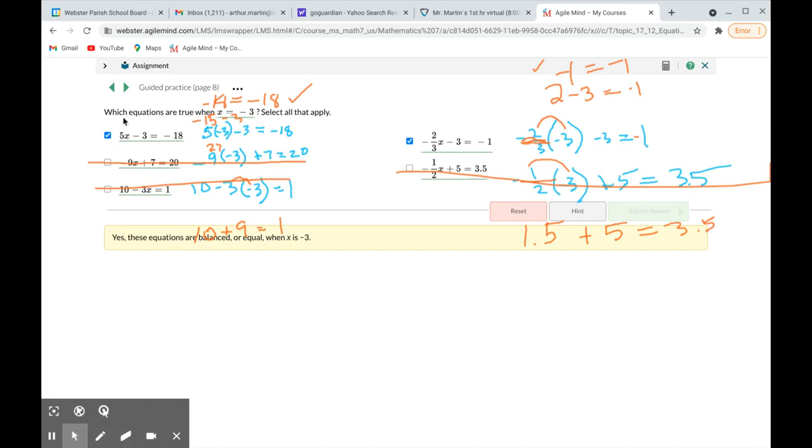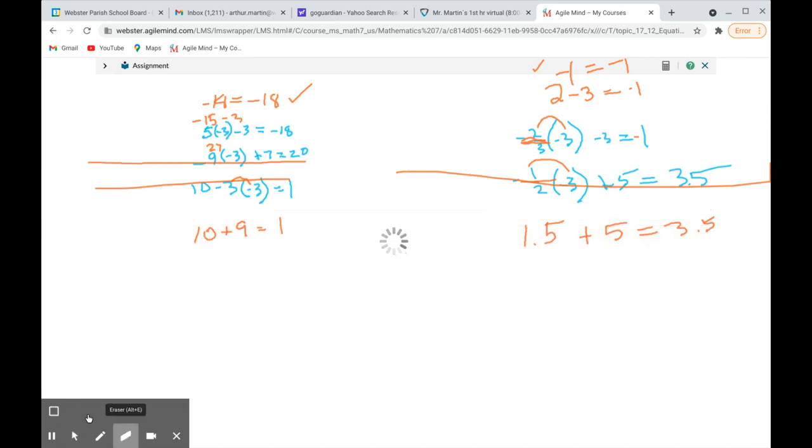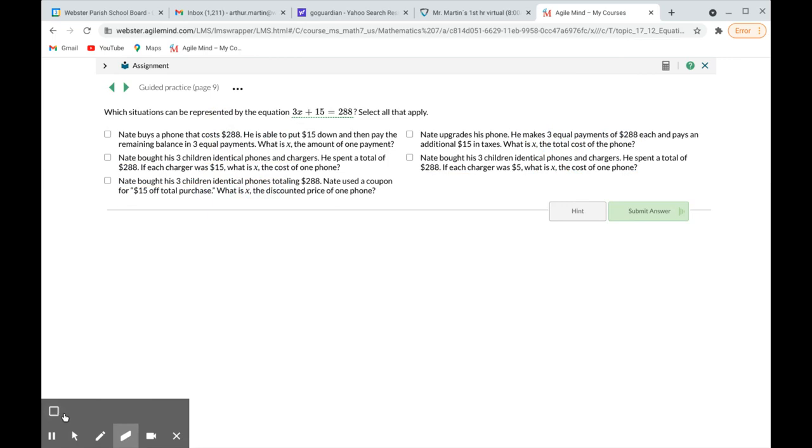Perfect. All right, number 9. It says which situations can be represented by the equation 3x plus 15 equals 288. Select all that apply. Sarah, do you know one of these? No, I haven't answered that. That's okay. Layla, have you answered one? That problem confused me. All right. What about Lainey? Lainey, have you answered one of these?